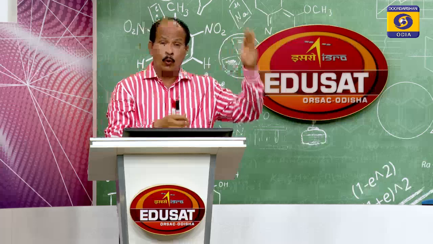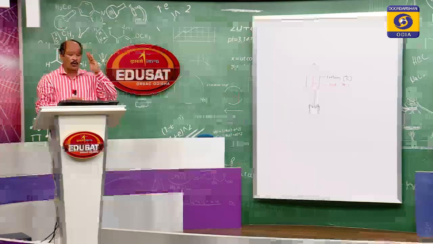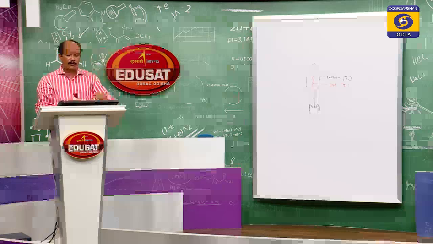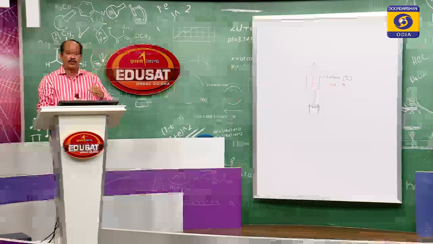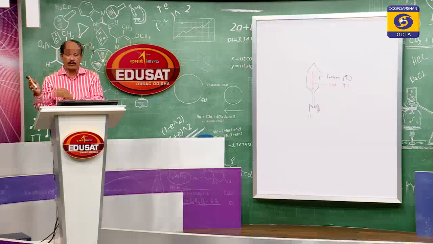So, these 4 sets of experiments of Griffith, of Avery, of Hershey and Chase, and Fraenkel-Conrat prove that nucleic acids are the genetic material. Okay.